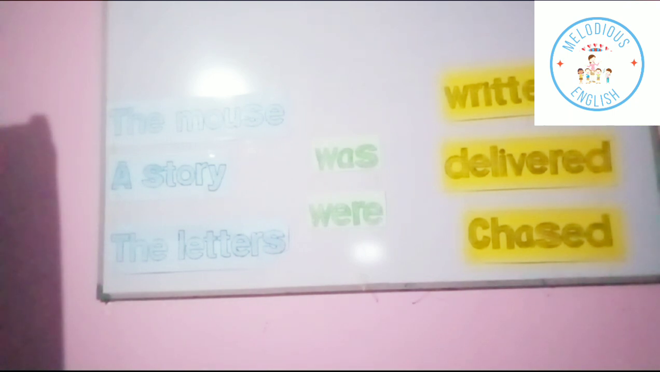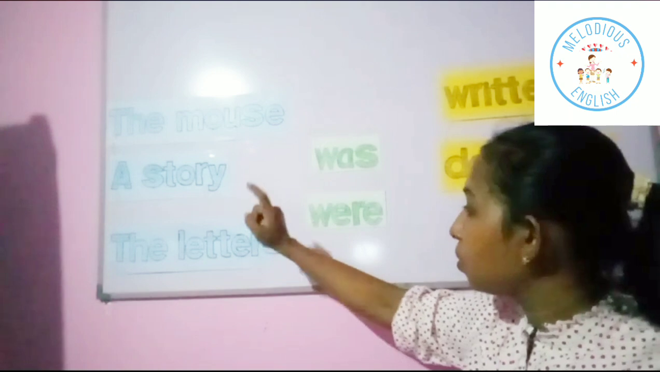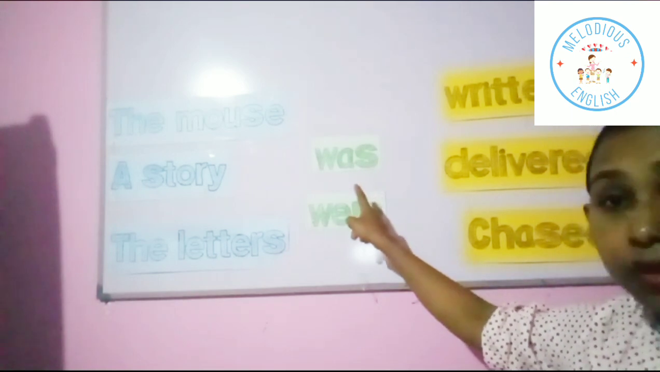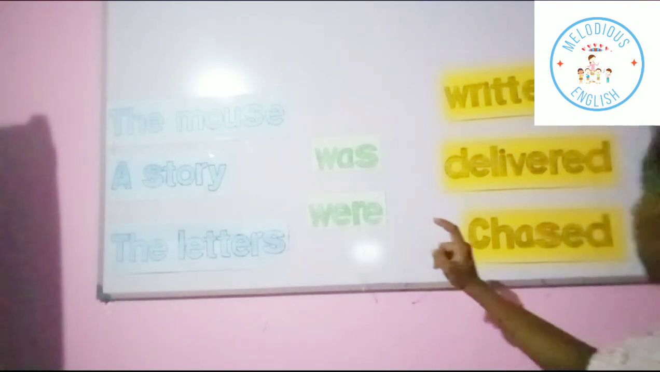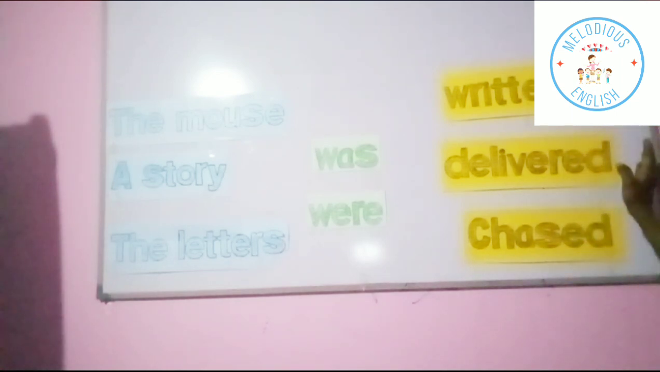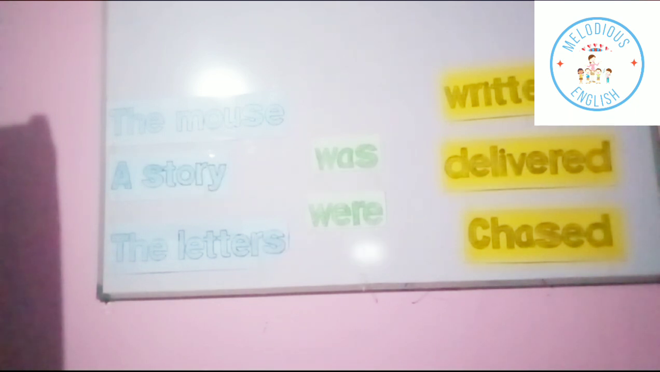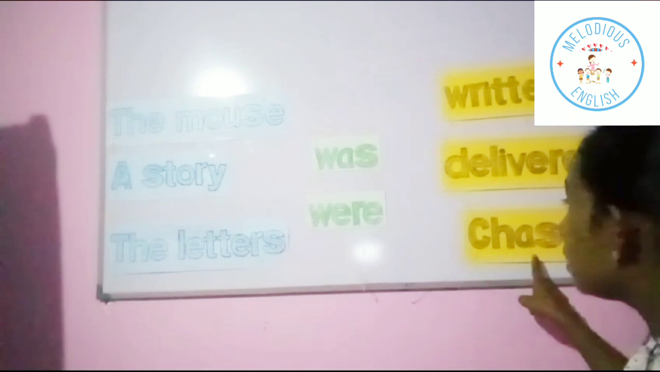These are the words: the mouse, a story, the letters. Here, the verbs: was, were. Here, the main verbs: written, delivered, chased. Right. Shall we make some sentences? The mouse was chased.